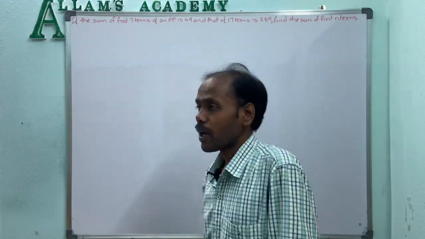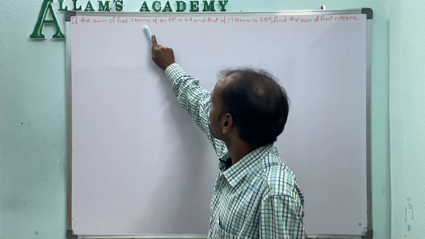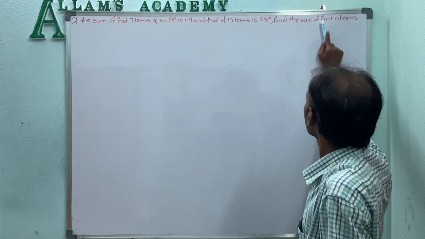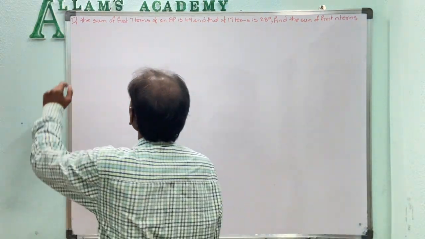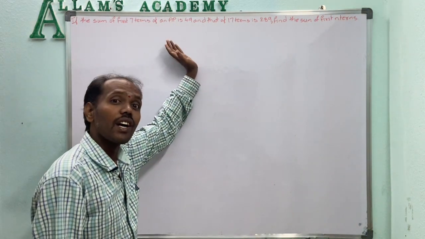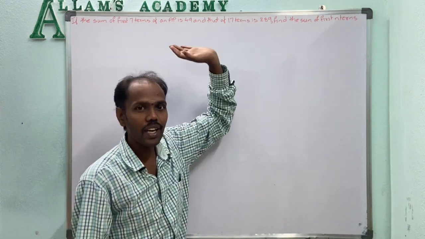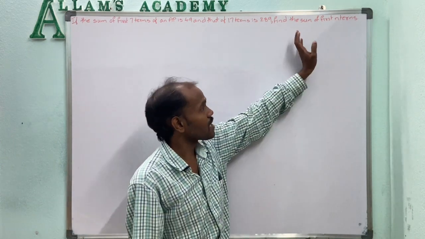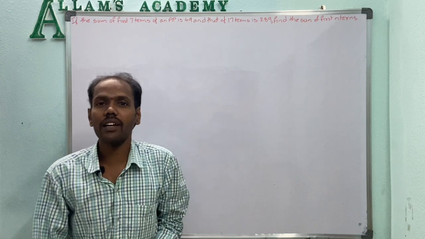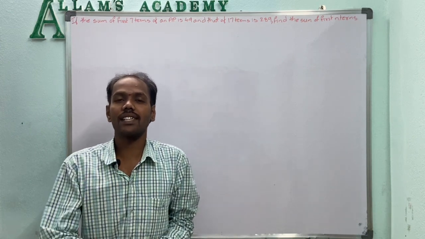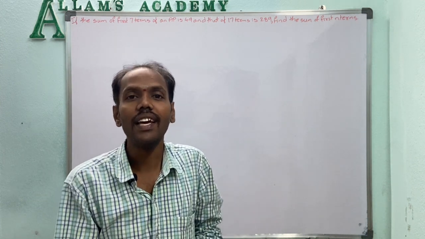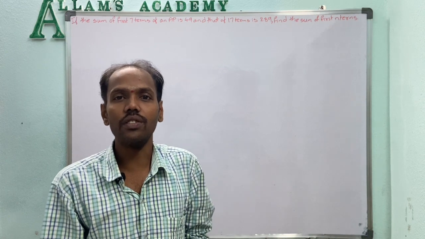Given problem: if the sum of the first 7 terms of an AP is 49 and that of 17 terms is 289, find the sum of first n terms. So in that arithmetic progression, adding the first 7 terms we get 49 and adding the first 17 terms we get 289. Then what is asked is the sum of first n terms. That means here we have to know the first term and common difference. Why? Because Sn, the sum of the n terms, is equal to n by 2 into 2a plus n minus 1 into d. In that, the a value and d value we have to know.